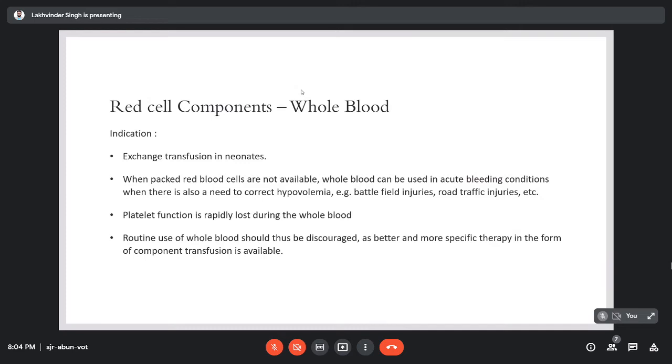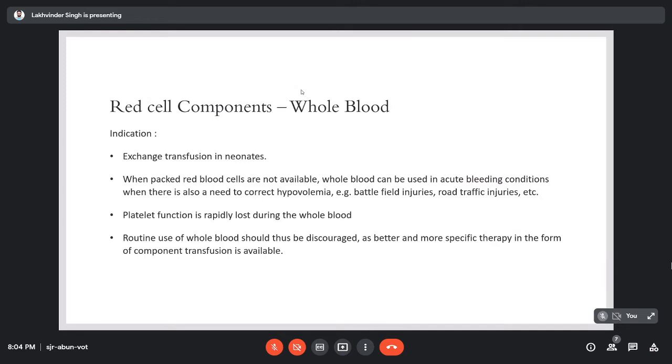So one of the few indications is exchange transfusion in neonates. Because when you do the exchange transfusion, then you give packed cells and plasma also. So if you know the group, which group of packed cells or plasma is to be given, then you can give the whole blood.